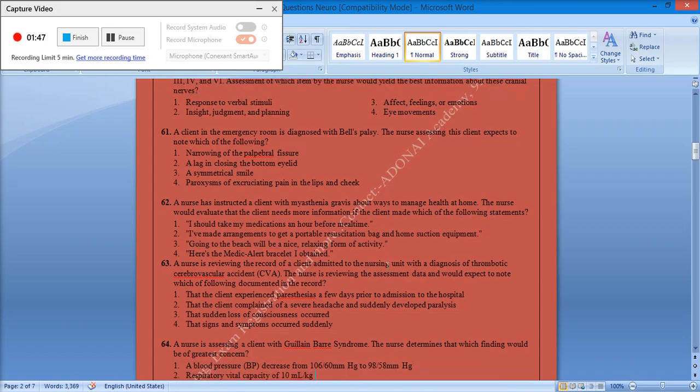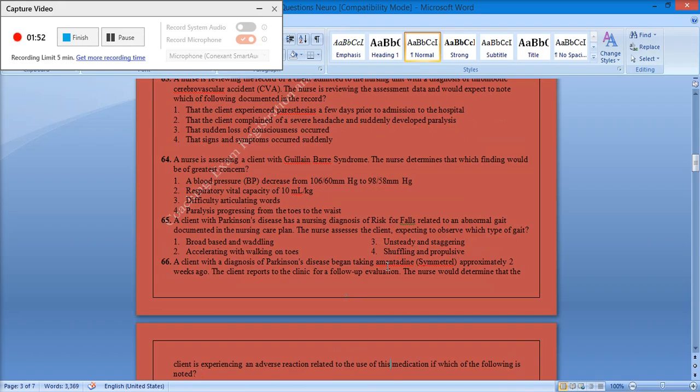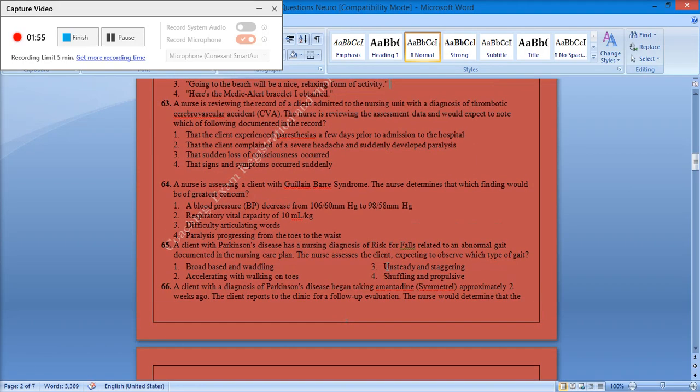63. A nurse is reviewing the record of a client admitted to the nursing unit with a diagnosis of thrombotic cerebrovascular accident. The nurse is reviewing the assessment data and would expect to note which of the following documented in the record? 1. That the client experienced paresthesias a few days prior to admission to the hospital. 2. That the client complained of severe headache and suddenly developed paralysis. 3. That sudden loss of consciousness occurred. 4. That signs and symptoms occurred suddenly.